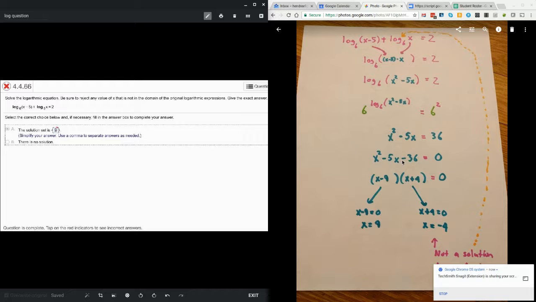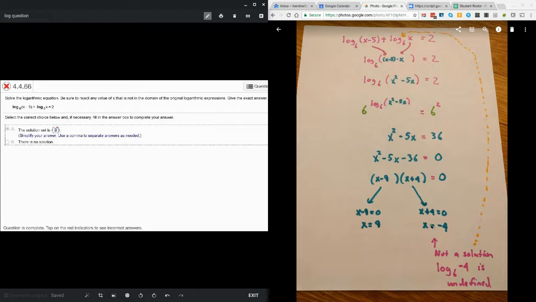You could use the quadratic formula or completing the square here. This one happens to be factorable, which always makes solving the quadratic equation much quicker. So we get x minus 9 is equal to 0, and we get x plus 4 is equal to 0. And this means x is equal to 9 or x is equal to negative 4.